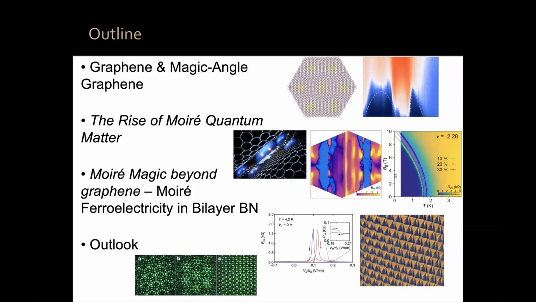Then I want to spend a few minutes telling you about Moiré magic beyond graphene. Usually a lot of people are focused on graphene, but there are many other systems. Transition metal dichalcogenides, hexagonal boron nitride. So I'll tell you a little bit about Moiré ferroelectricity in bilayer graphene. This is quite simple. Tomorrow I'll tell you about some much more complex type of unconventional ferroelectricity that we have recently discovered. And then I'll end with a little bit of an outlook of how this is extending well beyond what the condensed matter, quantum electronics community is doing, to many other communities. I'll mention a few words about this.